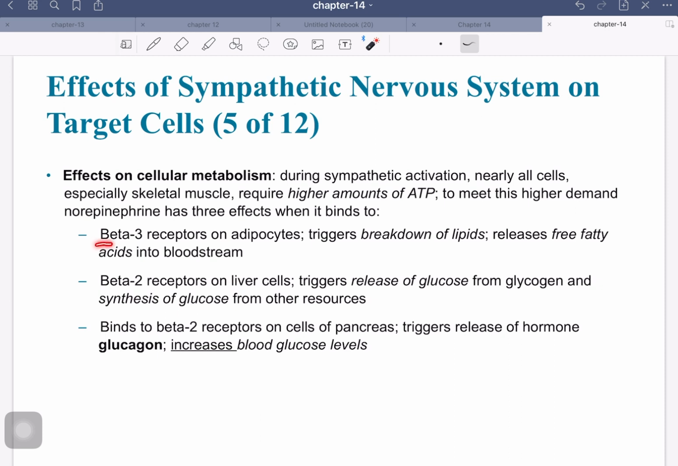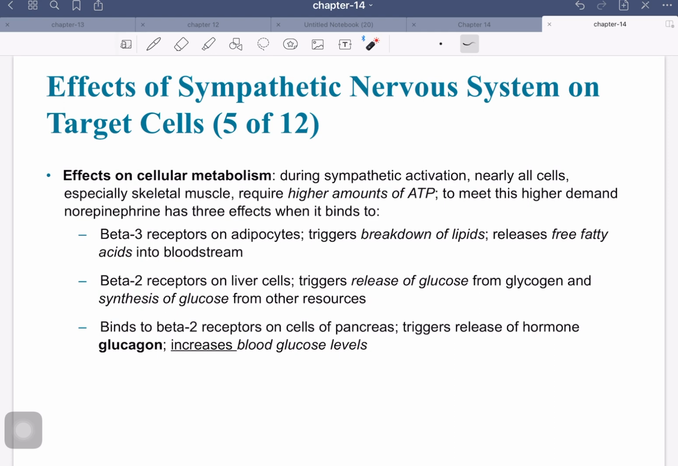So we have the beta-3 receptors that we find on fat cells, adipocytes. And what they do is, when they're triggered, they result in the breakdown of lipids. And that helps to release free fatty acids into the bloodstream, which then can act as basically a fuel source.